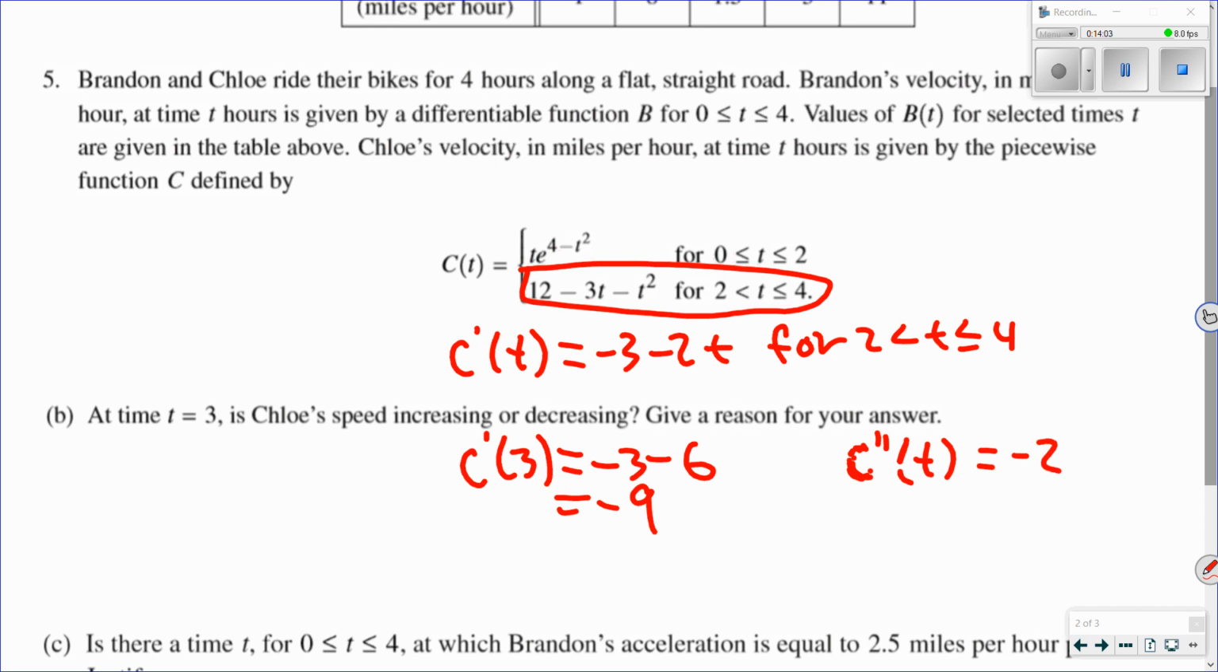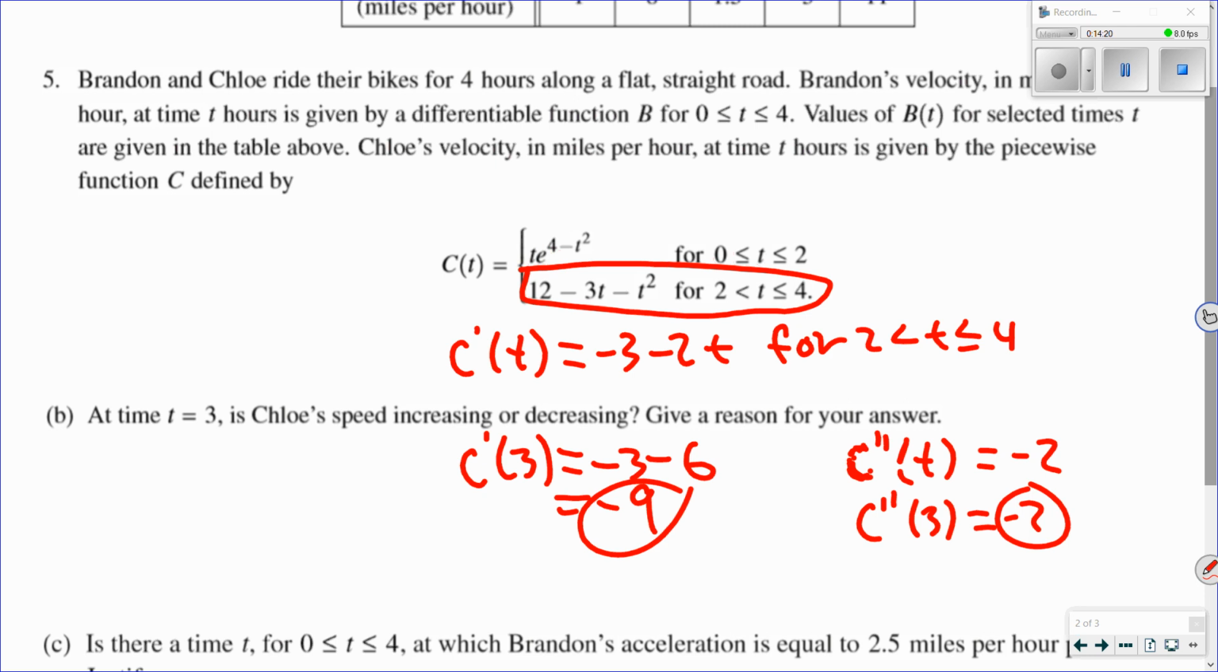So that means there's always a negative acceleration. So at c prime of 3, c double prime of 3, I have negative velocity and negative acceleration, which means they're actually speeding up.